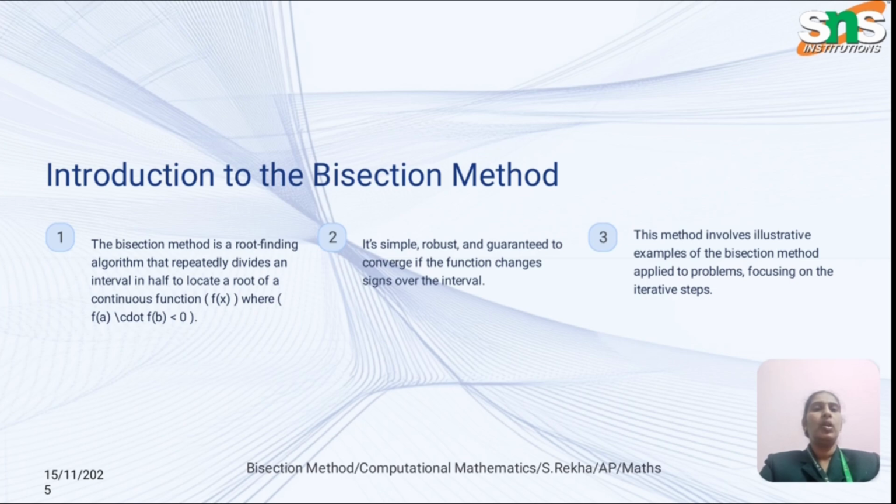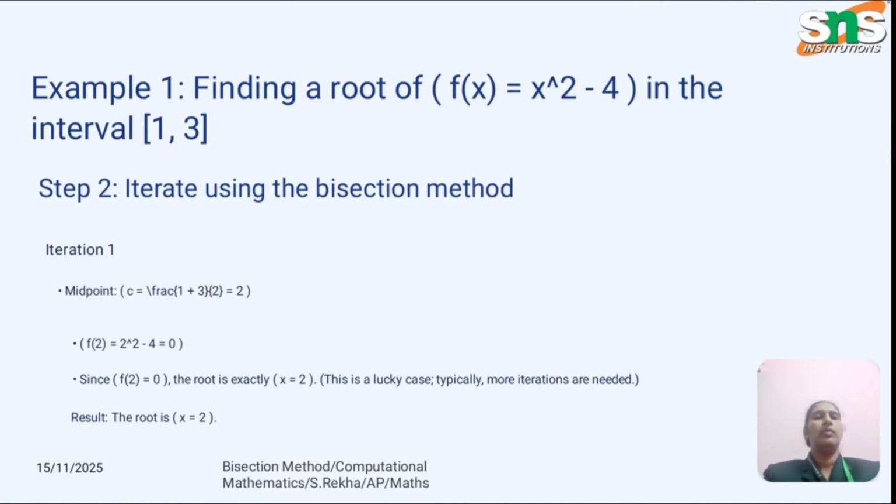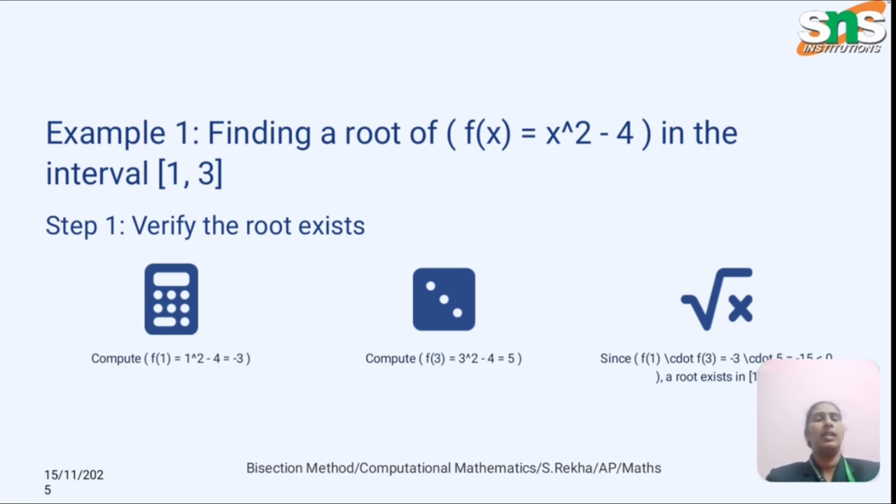Before going to that, we have to find the interval, that is f of a and f of b. If f of a and f of b have opposite signs, one negative and one positive, we can conclude there is a root between them. We have one example in this.